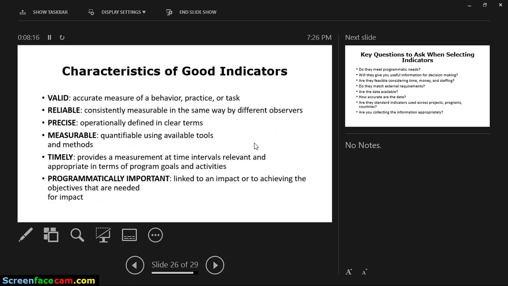We can just take about 2 minutes just to look at the characteristics of good indicators. So the first one there is talking about validity. It's supposed to be an accurate measure of a behavior or practice or task.